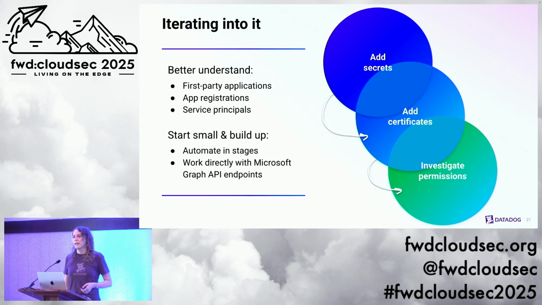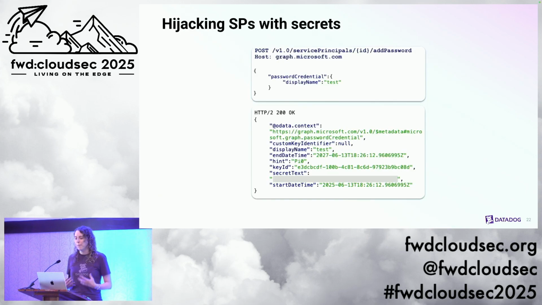And I also wanted to understand service principal hijacking a lot more in depth. I didn't have much time when I started this project, so I wanted to automate in little steps over the weeks that I had, and I wanted to work directly with Microsoft Graph's APIs. The reason for this is that it's way easier to do a lot of this with PowerShell or the Azure CLI tools, but I wanted to understand the objects as closely as I could, as close to the bare metal, right? I wanted to see what was on them.